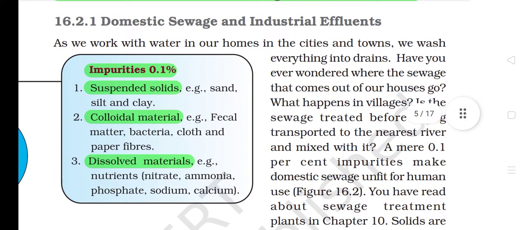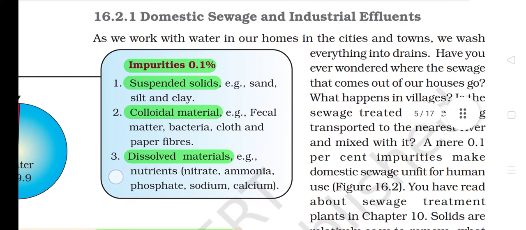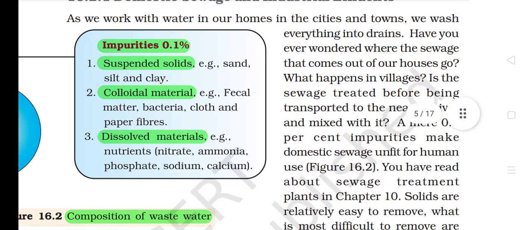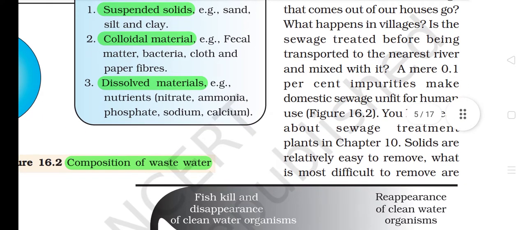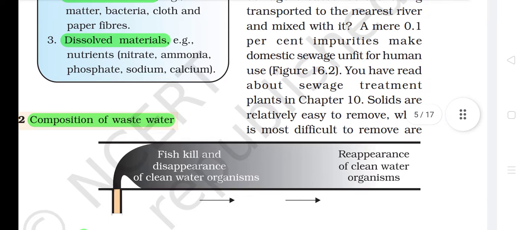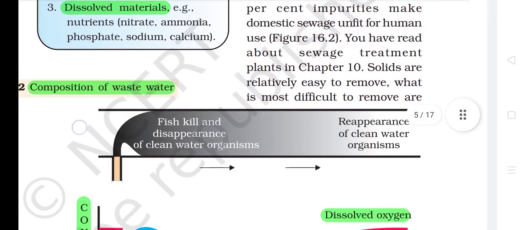As we work with water in our homes in the cities and towns, we wash everything into drains. Have you ever wondered where the sewage that comes out of our houses goes? What happens in villages? Is the sewage treated before being transported to the nearest river and mixed with it? A mere 0.1% impurities make domestic sewage unfit for human use. You have read about sewage treatment plants in Chapter 10.